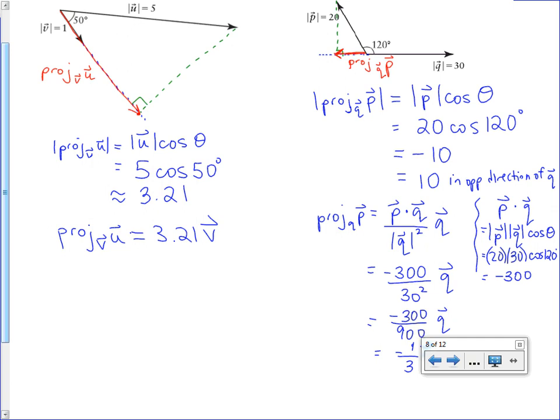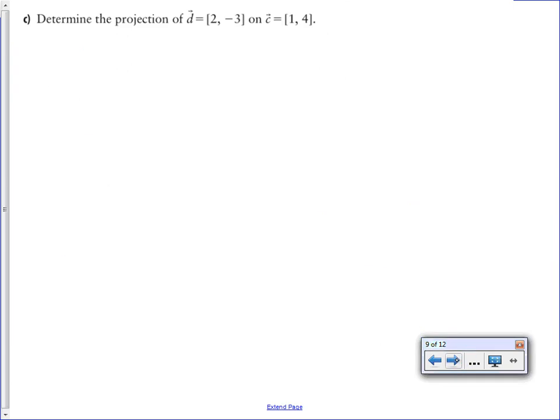Now, what if you're given the algebraic form? I started with the scalar projection. If it doesn't say the word scalar, assume they want just the vector projection. So if I want the projection of D onto C, let's just do the vector projection this time. We can do this in 3 minutes.